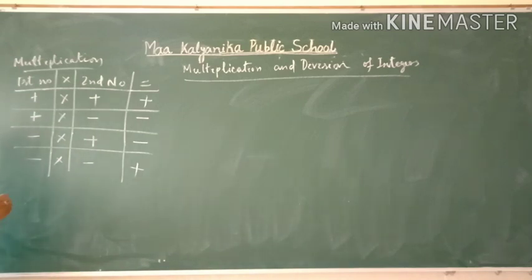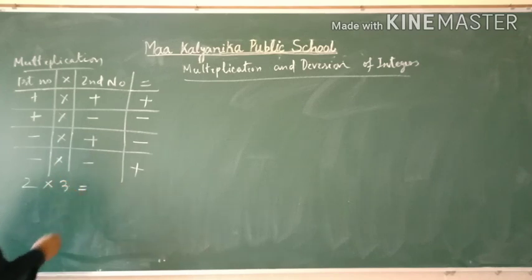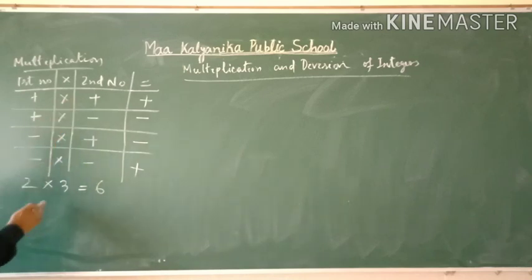Let's take one example. The first number is plus, so I am writing here 2, multiplied by the second number, plus 3. So 2 into 3 gives 6. This is the example of the first operation: plus with plus will be 6.